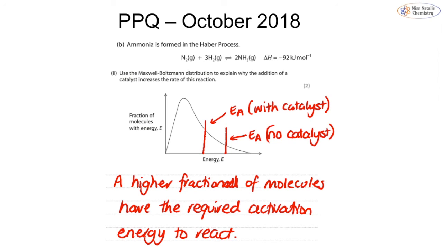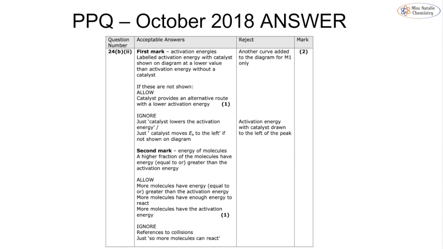So saying that we have a higher fraction of molecules that have the required activation energy, or higher than the activation energy, in order to react, that's going to get you your second mark. Notice here that we are not referring to the number of collisions because it is only a 2-mark question and it is simply talking about using the distribution curve. And there's your mark scheme for that question as well.